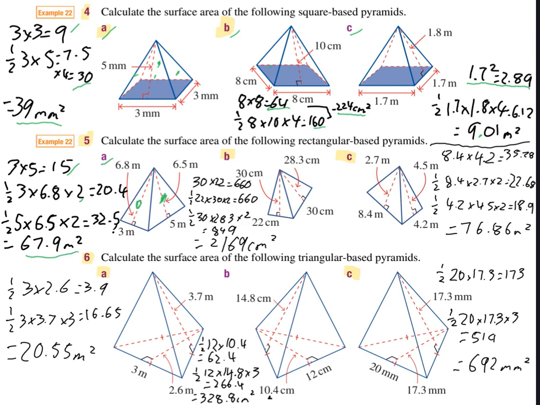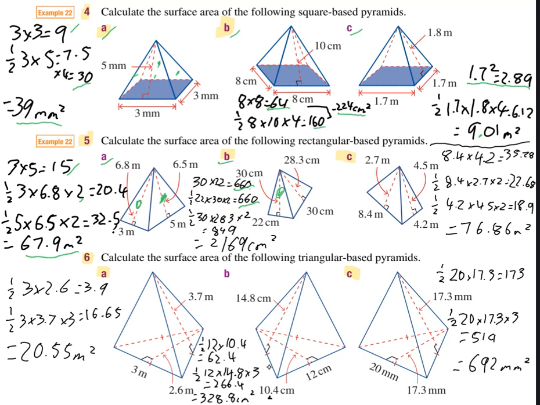For B, exactly the same thing, just smaller writing because we don't really have that much room. 30 times 22 for the base gives us 660. Half 22 times 30 will be for this side and its opposite side. We multiply it by 2 because there's a pair of identical sides. That also gets us 660.